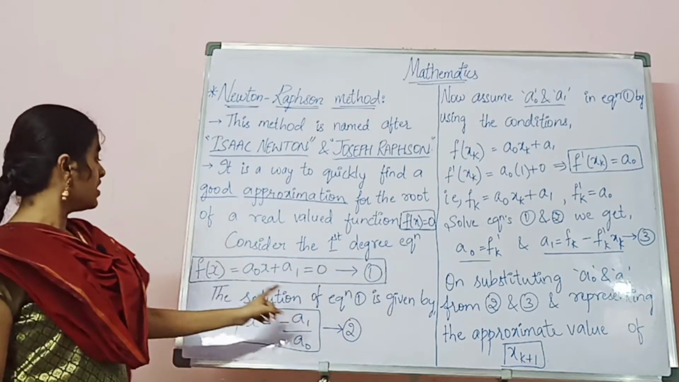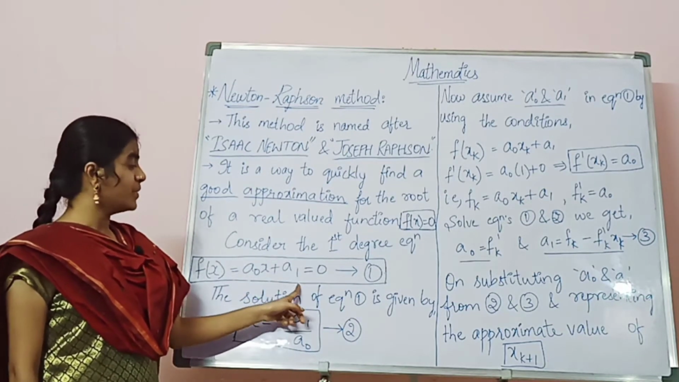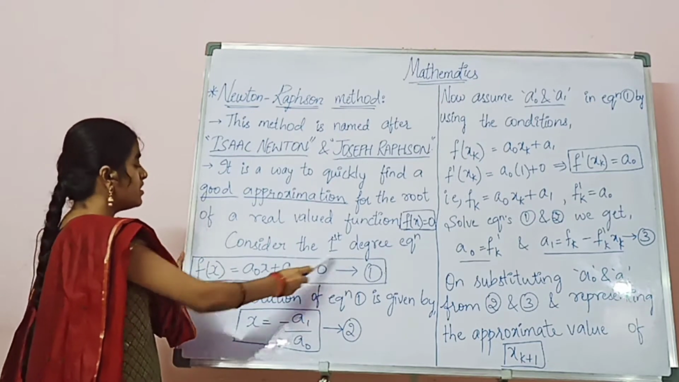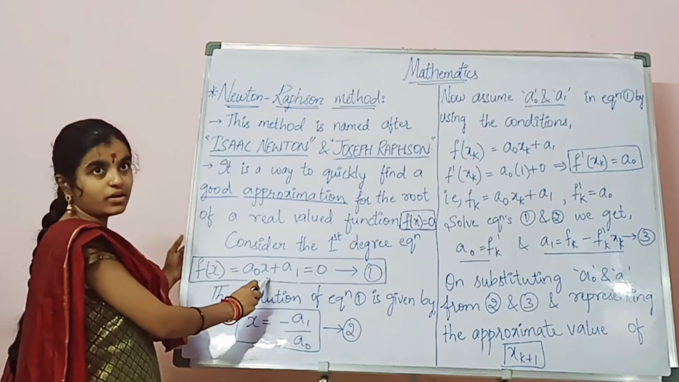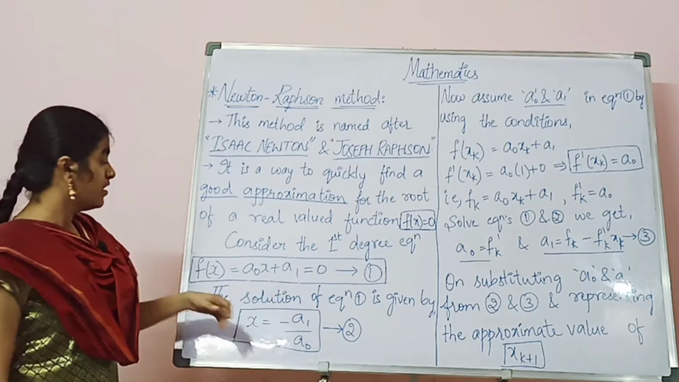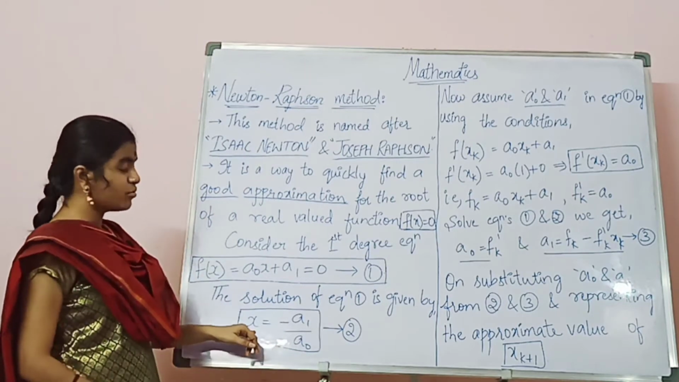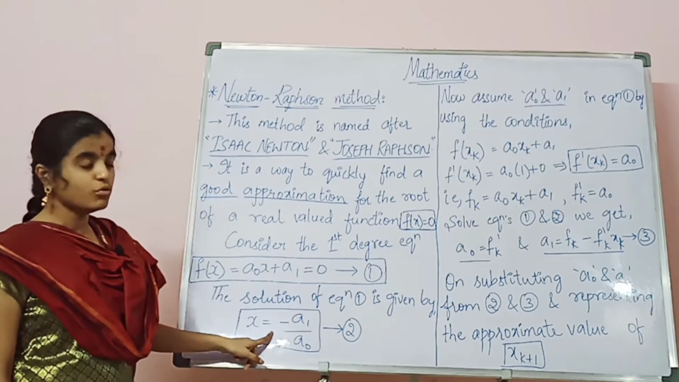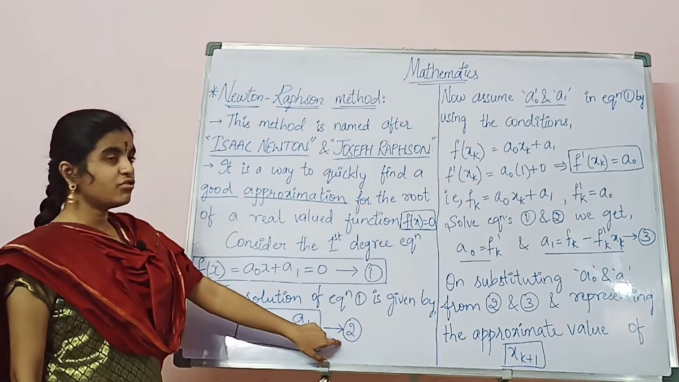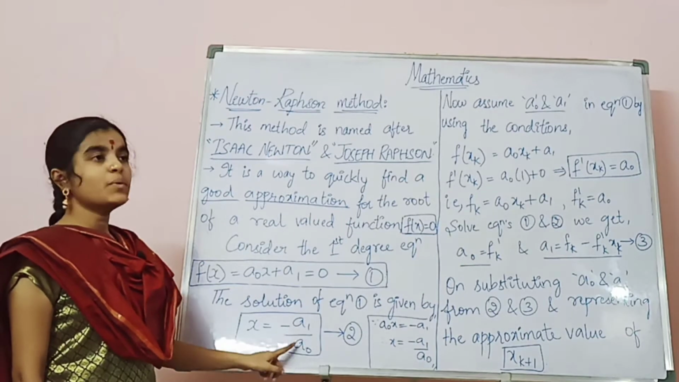Now, coming to the method, first we have to consider the first degree equation. What is the first degree equation here? f of x equals a naught x plus a1 equals 0. This is our equation 1. First degree equation means we are considering only a naught x plus a1 equals 0. Now the solution of equation 1 is x equals minus a1 by a naught. This is equation 2.